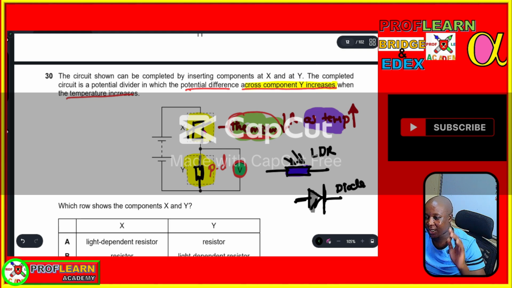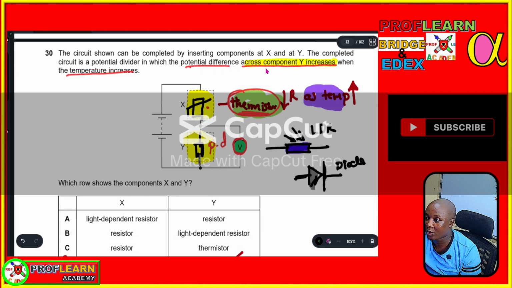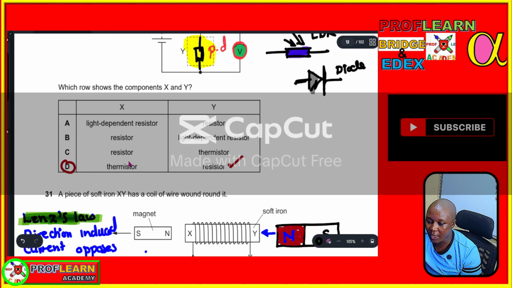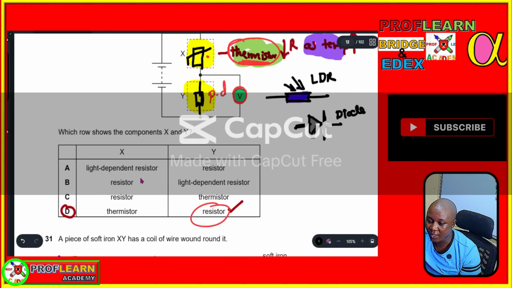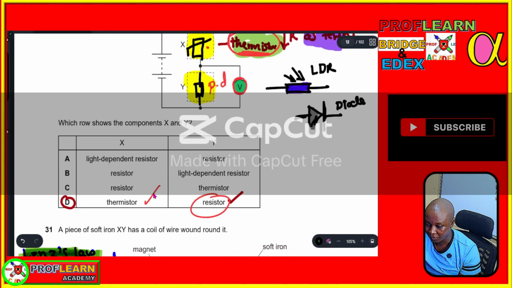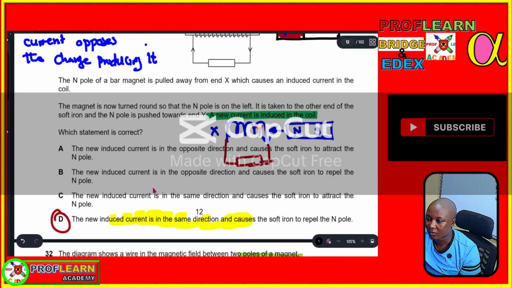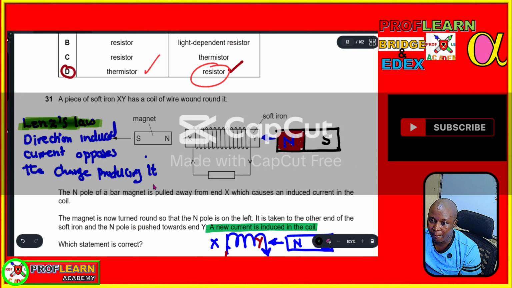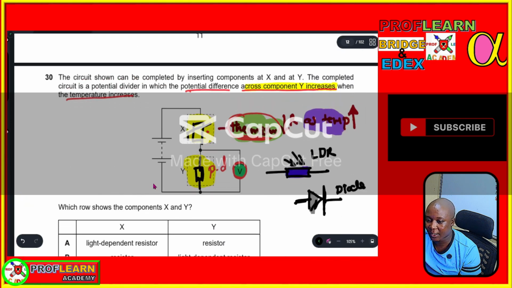So we are going to fix a thermistor here, so that when temperature increases, resistance goes down. If resistance goes down, there will be less voltage drop at this point, and therefore a larger potential drop here, and that is why the potential across component Y increases. So this is a thermistor, and down here we are going to have a resistor. So for question number 30, we have answered that.